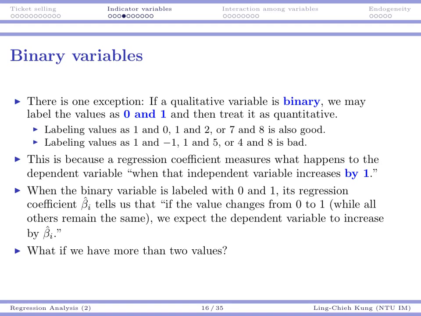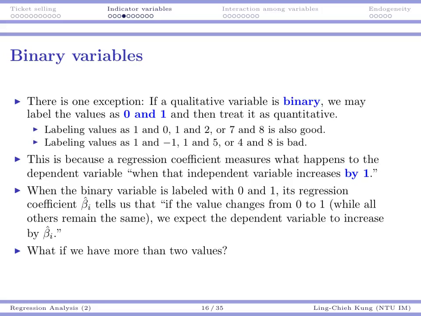So the coefficient beta hat i tells us that if the value changes from 0 to 1, we expect the dependent variable to increase by beta hat i. So this is useful. When we have a qualitative variable with only binary values, just label them as 0 and 1, and then treat it as a quantitative variable. That's something we can do.